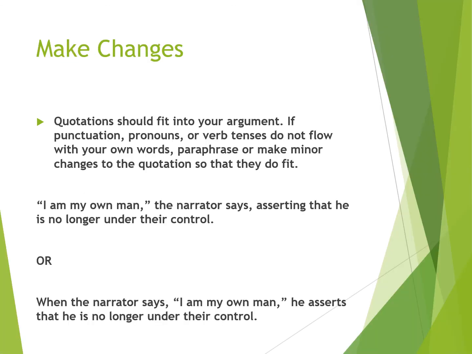Make changes. Quotations should fit into your argument. If punctuation, pronouns, or verb tenses do not flow with your own words, paraphrase or make minor changes to the quotation so that they fit. You can see 2 examples below. I am my own man, the narrator says, asserting that he is no longer under their control. Or if I wanted, I could start that sentence with, when the narrator says, I am my own man, he asserts that he is no longer under their control. I'm taking the piece I need. I'm finding out how to grammatically put it in my sentence. And if you do that, I guarantee the quotes won't just be dropped in, but they'll flow with your own language.